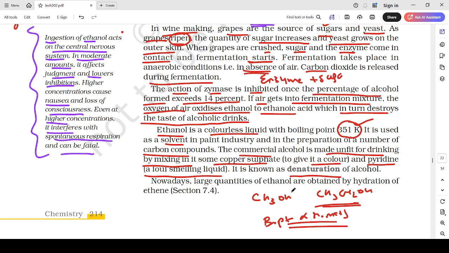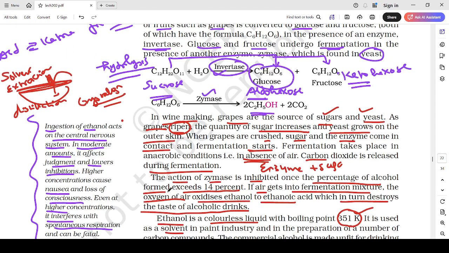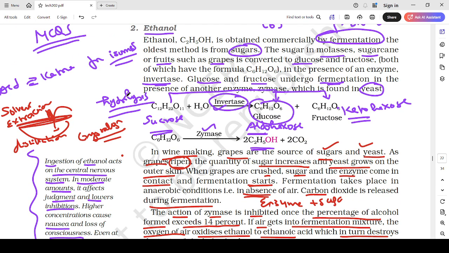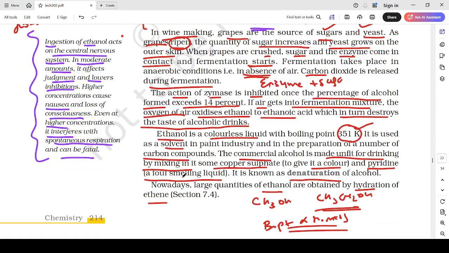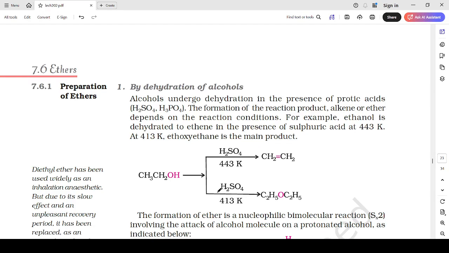Nowadays, large quantities of ethanol are obtained by hydration of ethene. So we are seeing the fermentation process. But today we are not waiting till that time because fermentation takes quite a long time. It's not a faster process, but it is a very efficient process. So we do hydration of ethene.